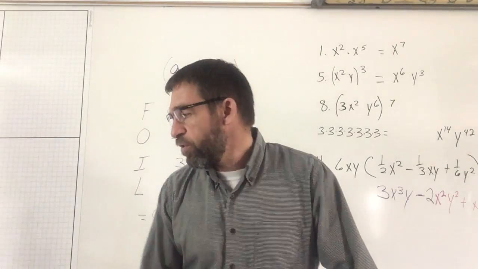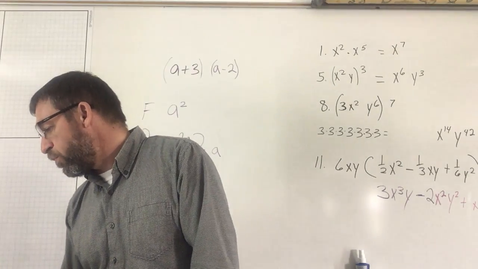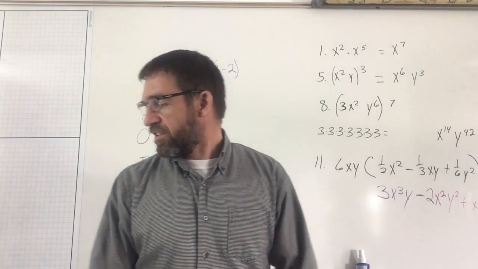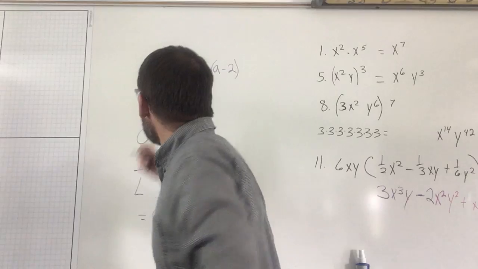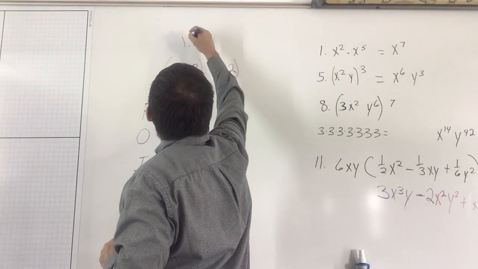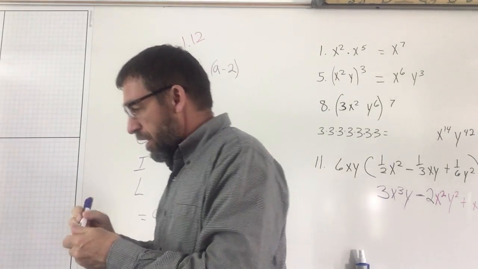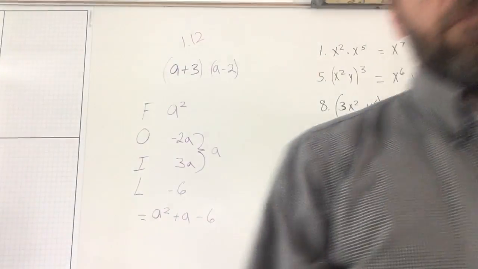That's the FOIL method. You will use that on many, many problems. Okay, I am going to push over to 114. That one was an easy one. I better put 112 on there. Let's do 114. It's not quite as easy.